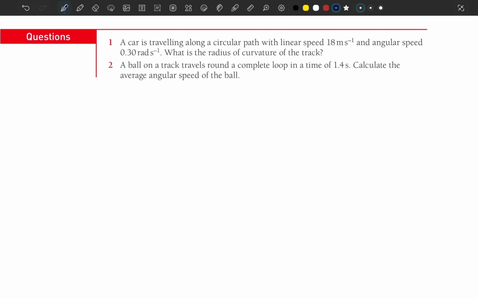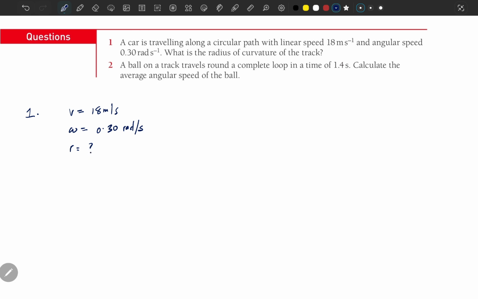Alright, welcome to this tutorial. So let me take you to question number 1. Question 1 is telling us to find the radius of the curvature. Now you need to recall that v, our linear speed, is 18 meters per second, and our angular speed is 0.30 rad per second. Now what are we looking for? We're looking for the radius of curvature.